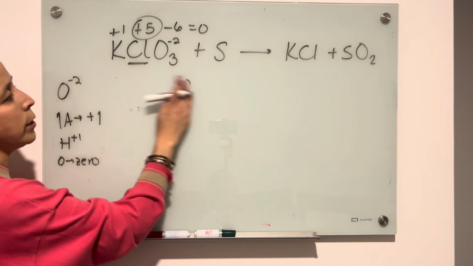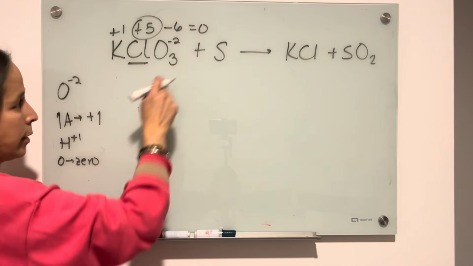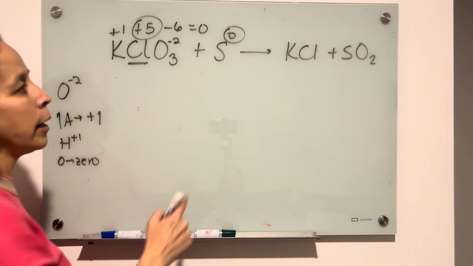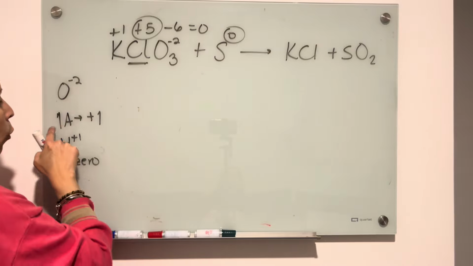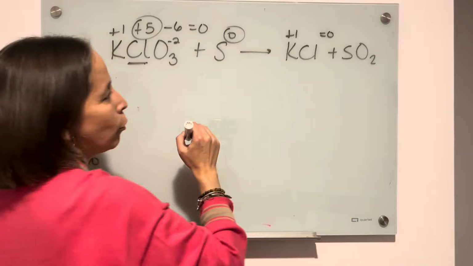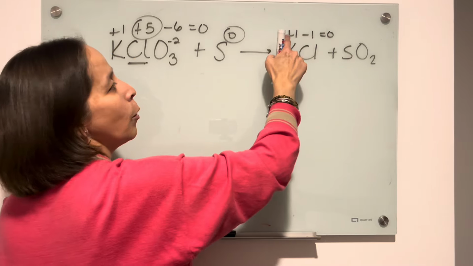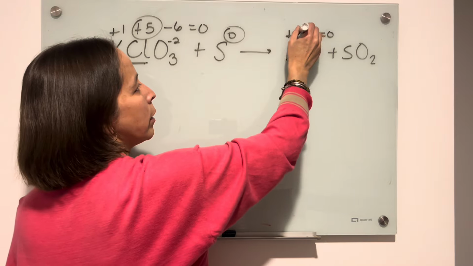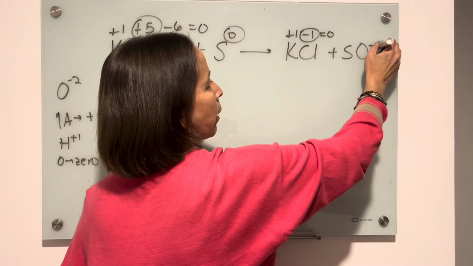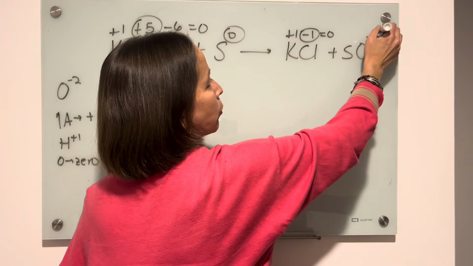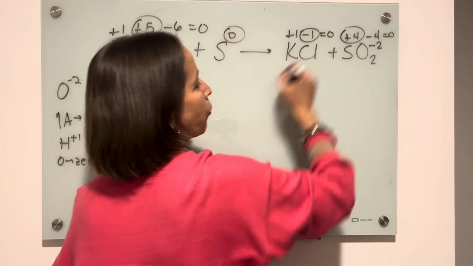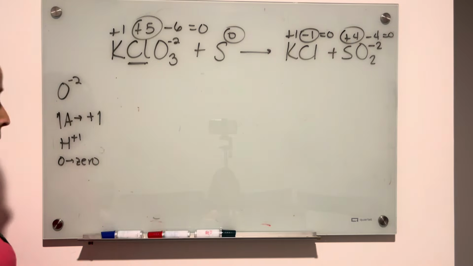Then sulfur is not combined with another element in this part of the equation, so it has 0. This is the oxidation number of sulfur. Here potassium again is in group 1A, so it's +1. And to make this 0, we are going to write -1. So +1 minus 1 is 0. So here chlorine is -1. In this one we have oxygen -2 times 2, we have -4, and to make it 0, it is plus. Sulfur here is +4.